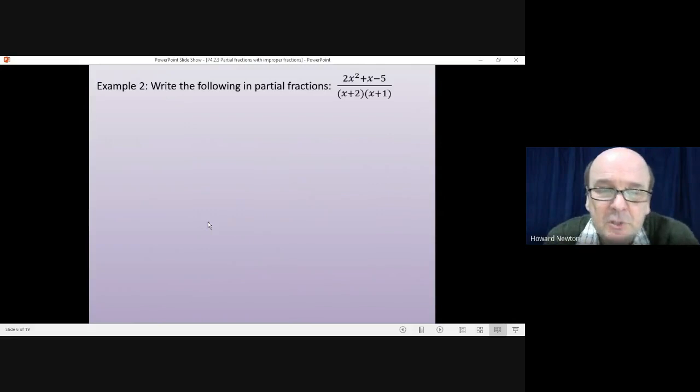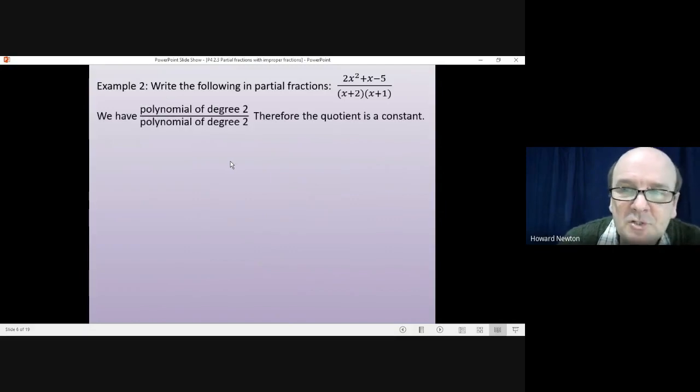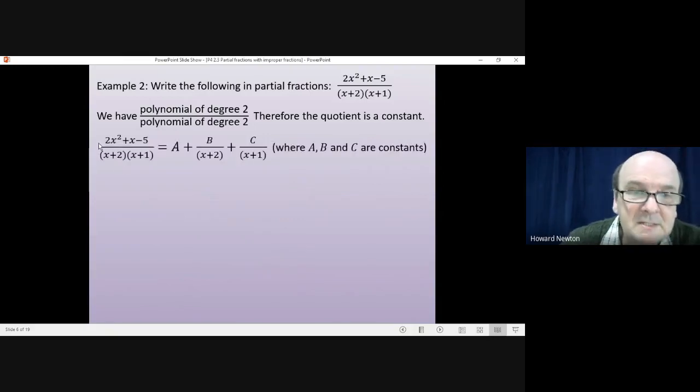Okay, example 2. Write the following in partial fractions. And again, if we look at this, on the top we have a polynomial of degree 2. On the bottom, we also have a polynomial of degree 2. They're both quadratics. Therefore, the quotient is a constant. That means if I write 2x squared plus x minus 5 over x plus 2 times x plus 1, it'll equal the quotient a plus some constant over x plus 2 plus another constant over x plus 1.